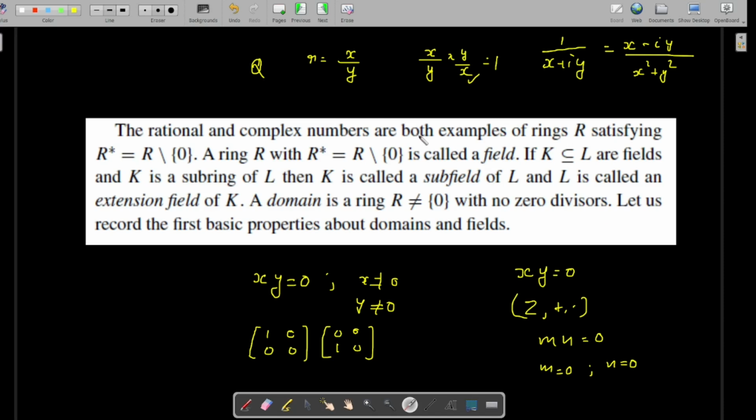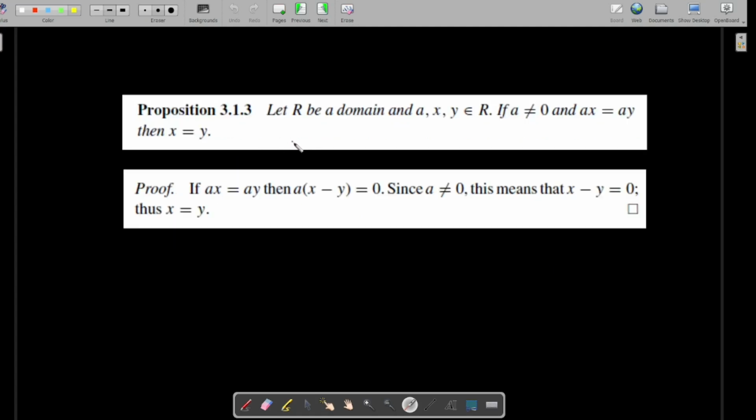Now let us go through some basic properties about domains and fields. First property is, let R be a domain and a, x, y belong to R. If a is not equal to 0 and ax equals ay, then x equals y. For example, if you are taking the set of all integers and we usually say if 3x is equal to 3y, then we write x equals y. That is a property here, and we are going to show that this result is true for any domain. You know that Z is a domain, therefore this property holds there. Likewise, we have to show the result for any domain R.